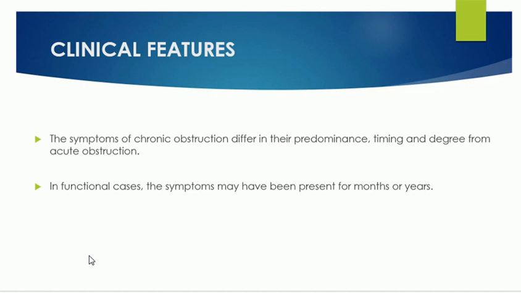Then the second factor of symptomatology is timing. Obviously, chronic obstruction is of long duration. Then severity, or degree: when we compare with acute intestinal obstruction, the degree is less. So these are the three points, predominance of symptoms, timing or duration, and severity, where we can differentiate between chronic intestinal obstruction and acute intestinal obstruction. In functional cases, as we have told in the previous slide, the symptoms may have been present for months and years. So you can imagine, long duration is another feature of chronic intestinal obstruction.